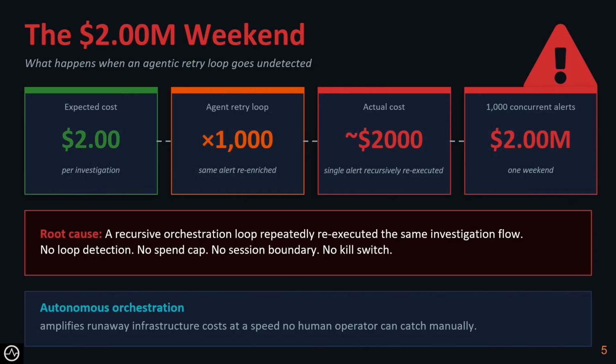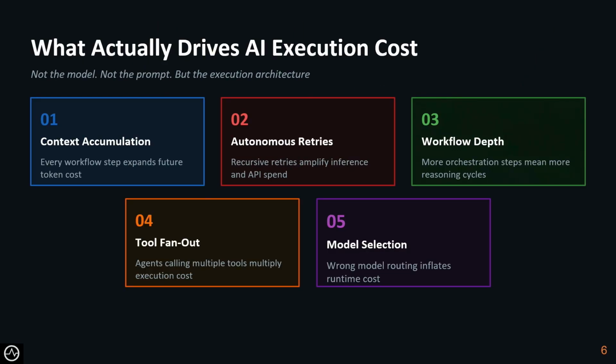this process, right? So when people talk about AI execution cost, what are they thinking? They think they can fix it on the model. They think it's a model problem. But actually, the issue is with the architecture, right? So, context accumulation. Every workflow step expands the future context window, and every API response becomes more input tokens later, right? Second, autonomous retries.